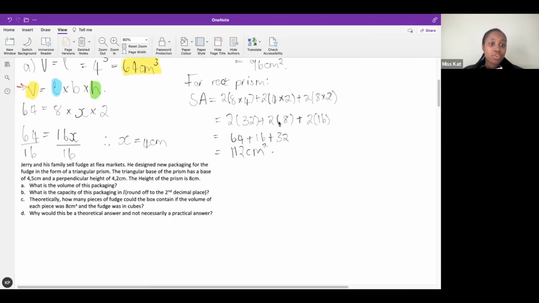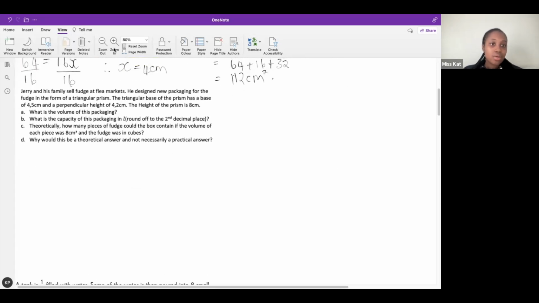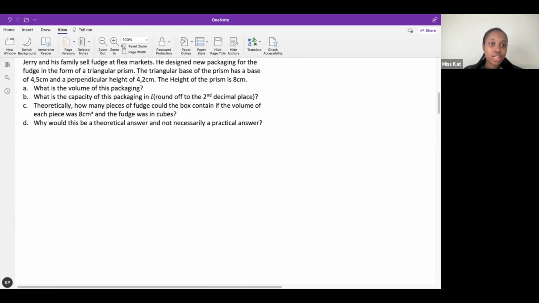I'll go back for you to take a screenshot, okay? Now, let's look at Jerry. Jerry and his family sell fudge at a flea market. He designed new packaging for the fudge that is a triangular prism. The triangle part has a base of 4,5 and a perpendicular height of 4,2, and the height of the whole prism is 8 centimeters.